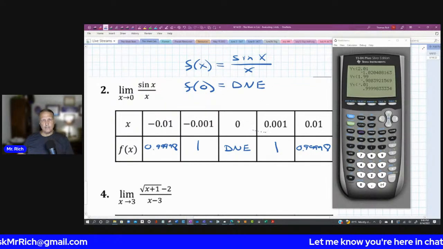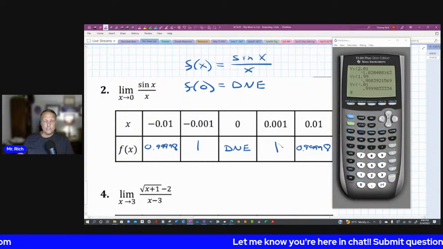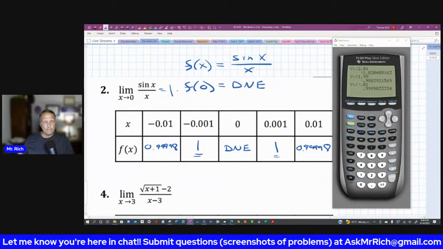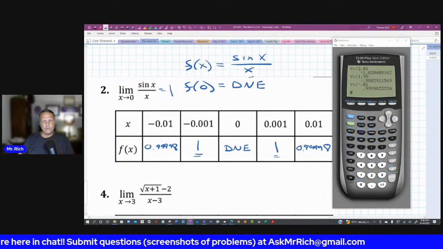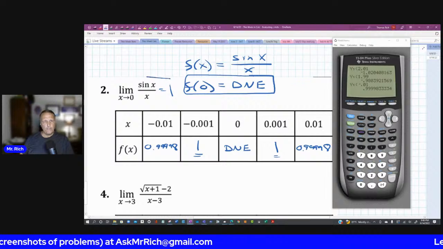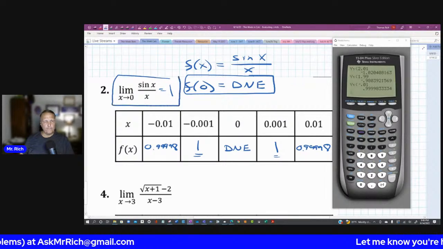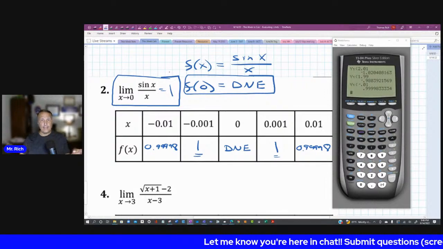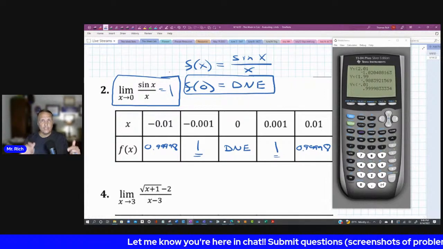Well, because the y values on either side of 0 are both getting close to a y value of 1, that's the limit. See, the function doesn't live at x equals 0. The function does not exist there. But the limit tells me that as I get close to 0 from both the left and the right, the y value gets really close to 1.